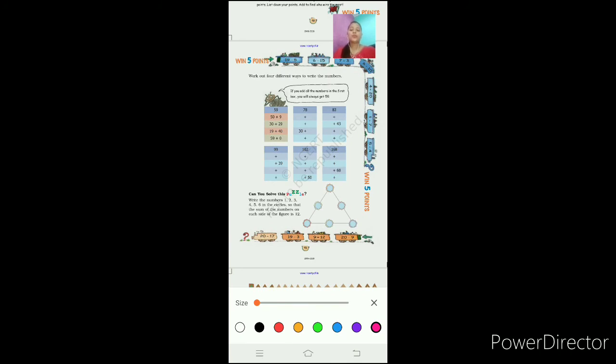Work out 4 different ways to write the numbers. Okay, so suppose for example number 1, 59. How can we write 59? 50 + 9, 30 + 29, 90 - 40, 50 + 0. Okay, so similarly how can you write 78? 78 we can write as 70 + 8.